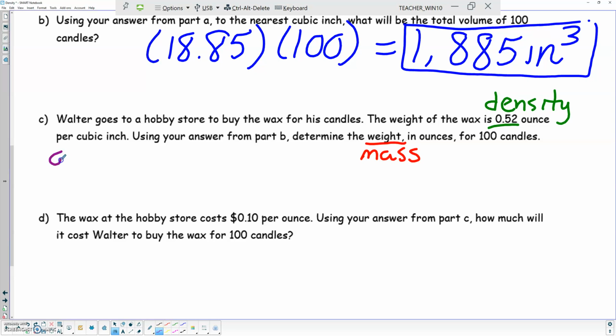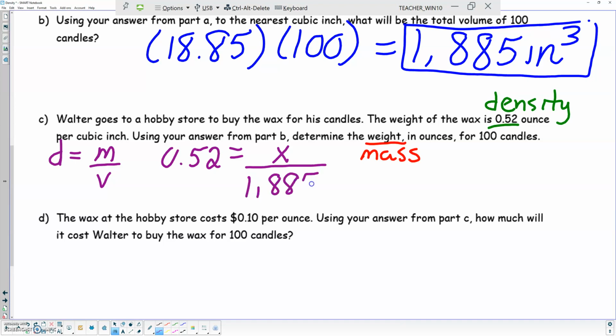So again, density is always mass divided by volume. So we know our density is 0.52. The mass is what we're solving for, so we're going to call that X. And we know the volume of 100 candles is 1,885. So I can set this up as a proportion, and then I'm going to cross multiply. So we get X equals 1,885 times 0.52.